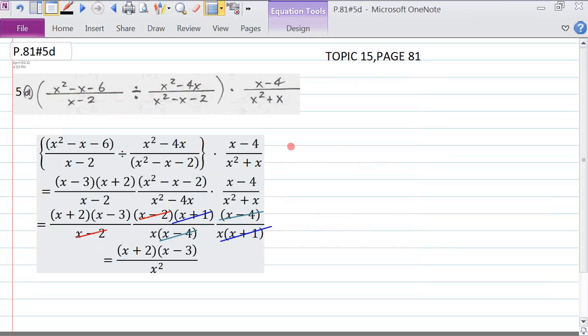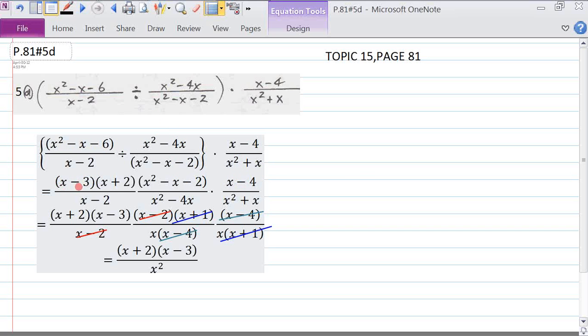We start with the first problem, 5D: x squared minus x minus 6 over x minus 2, over x squared, divided by x squared minus 4x over x squared minus x minus 2, times x minus 4 over x squared plus x. So first thing we're going to do is set this up. Here's the problem restated right here on this first line. And what we're going to do is change this. First of all, we're going to factor this here.